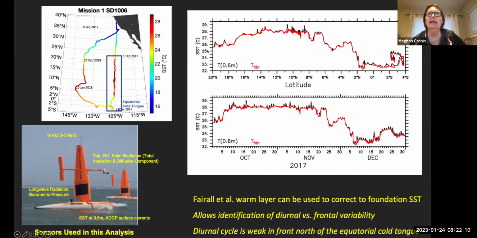And what we're looking at is, black is the measured sea surface temperature, and the red is the foundation, the computed foundation temperature. And you can see that it tracks the coldest part, but doesn't get all of these wiggles. These wiggles are diurnal warming. They're not eddies.